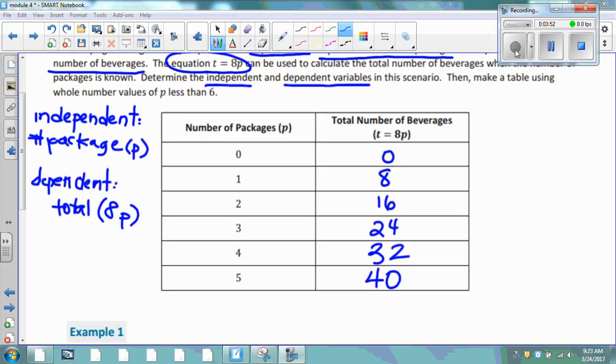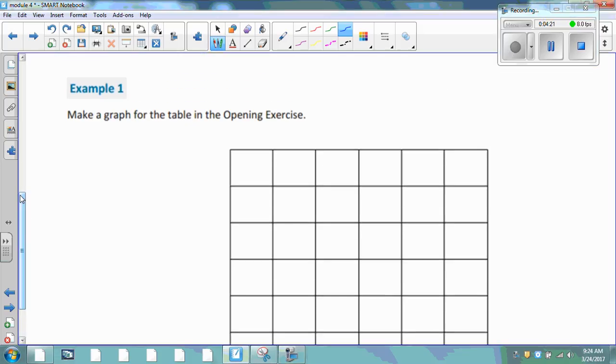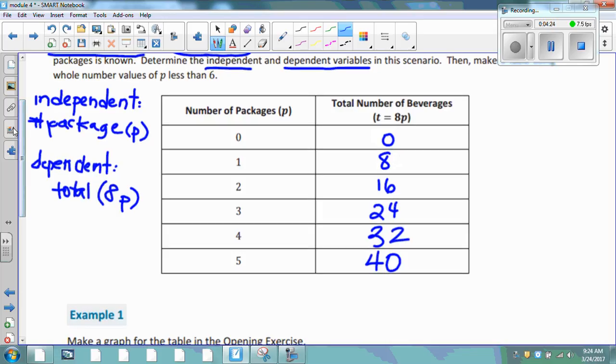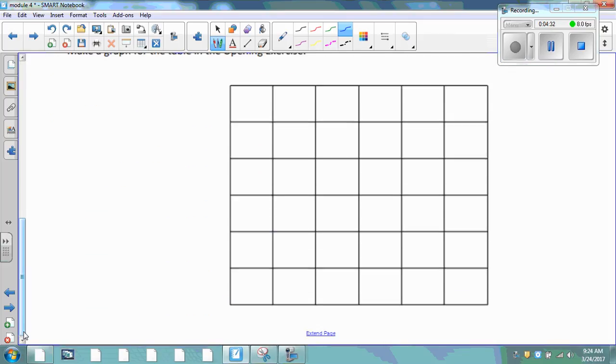Now we have to put this on a graph. And our graph is the first quadrant of the coordinate plane, okay? So let's take a look at how we're going to do that. What are some of the things that we have to put on the graph here? We have to put what, Jair? Besides numbers, sweetie. Yes, Angelo? Headings, that's right. We need titles for the different things that we have. If we go back up and look, what do we have as our headings here? The number of packages and the total number of beverages.